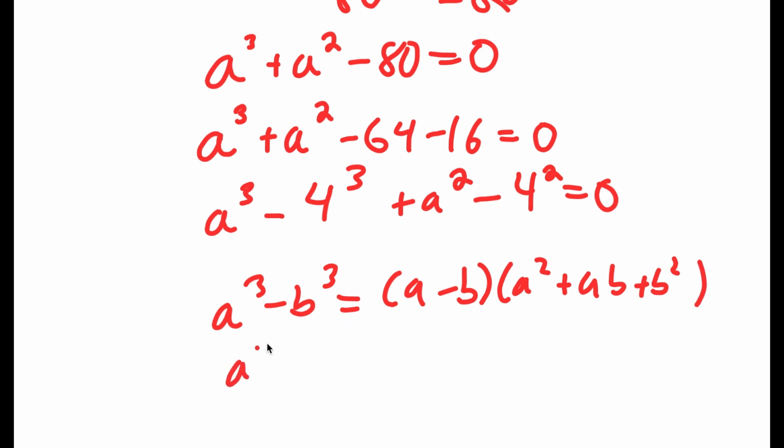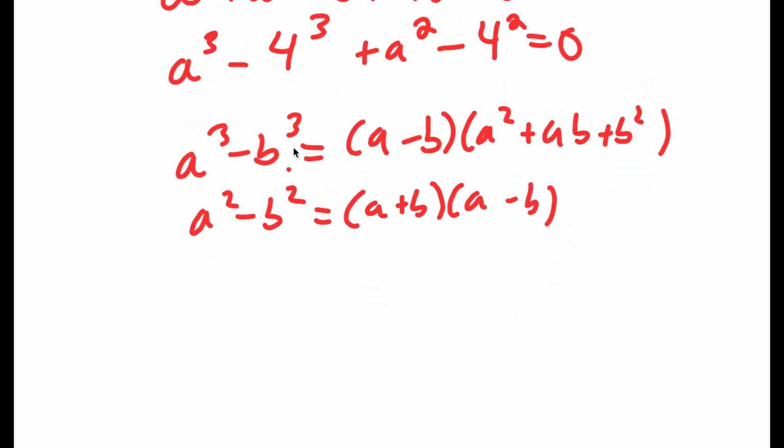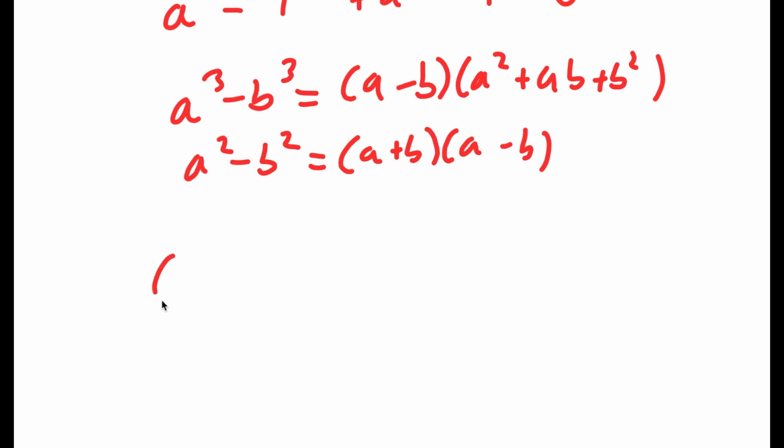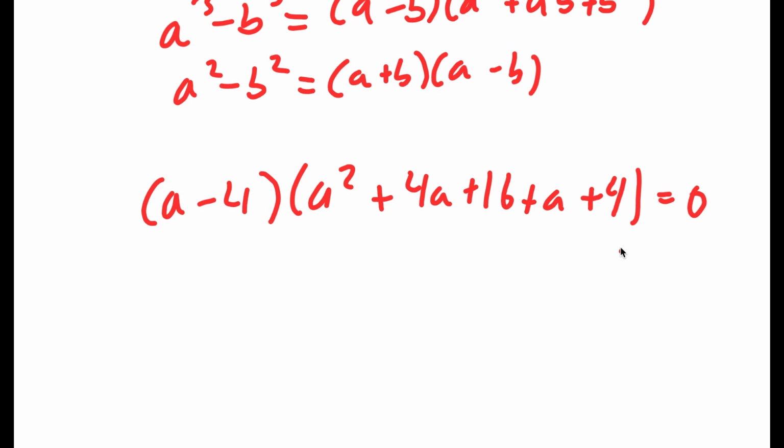And if I have something in the form a squared minus b squared, this is equal to a plus b times a minus b. So in this case, by using these two properties, I'm going to end up with a minus 4 times a squared plus 4a plus 16 plus a plus 4 is equal to 0.